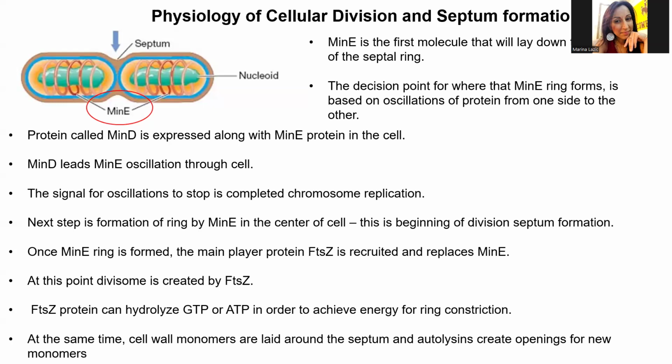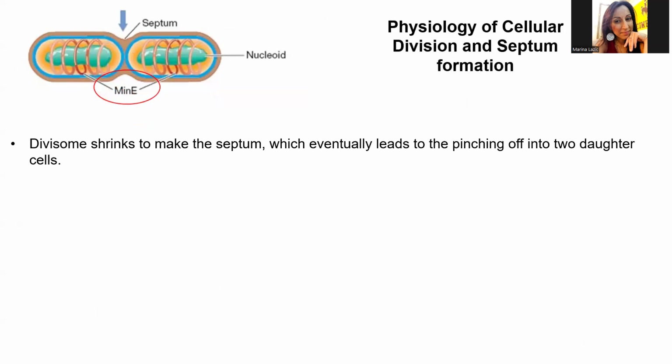So basically, what's happening at the same time is that cell wall monomers that you now have synthesized, and think about all that happening dynamically. Cell wall monomers are synthesized and split, and you will have autolysins that create openings so new monomers can build up. And again, just to get the full sense of it, once you have everything formed, so FtsZ is now aligned with the hydrolysis, the divisome is going to shrink and make the septum, and that will eventually lead to the pinching off of two daughter cells.